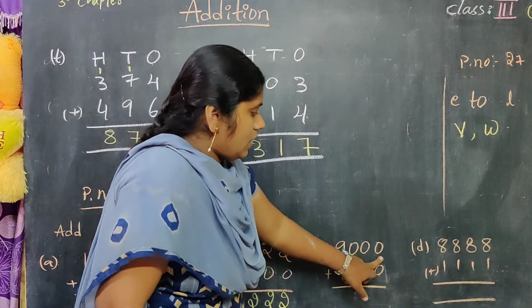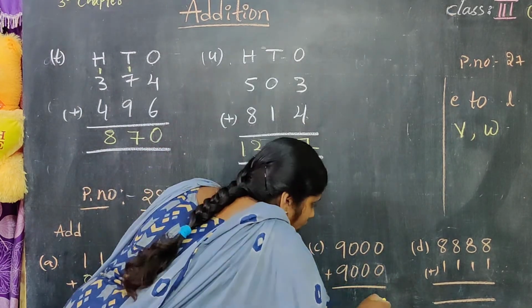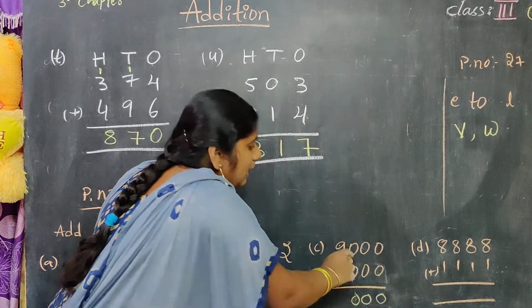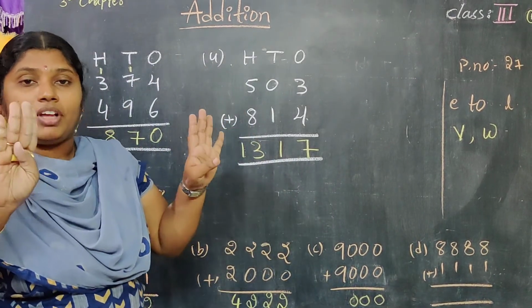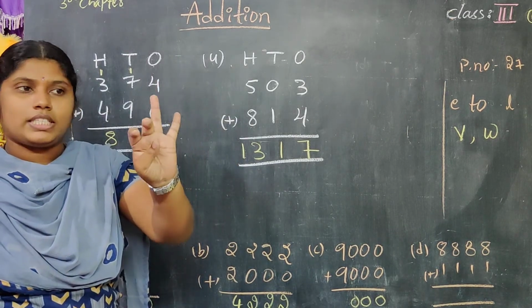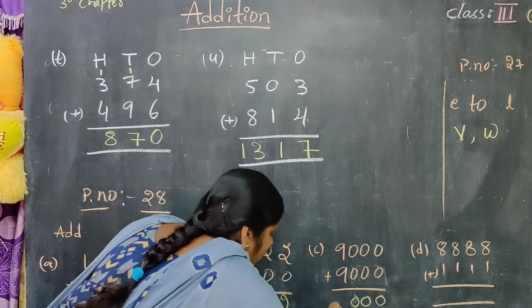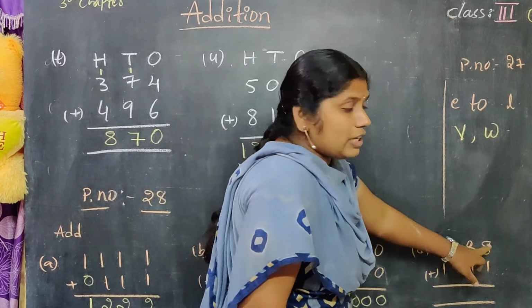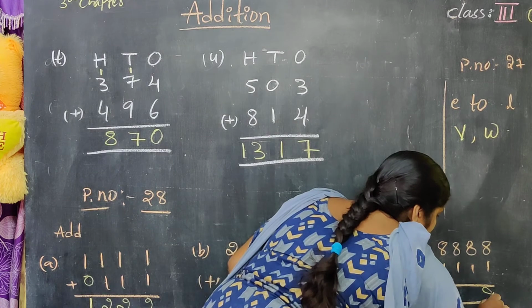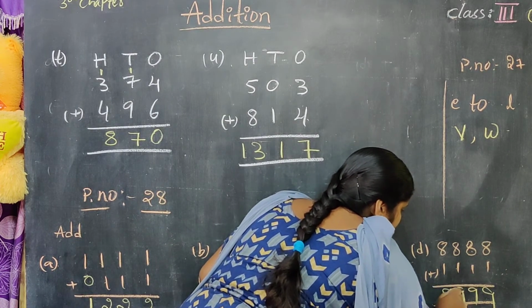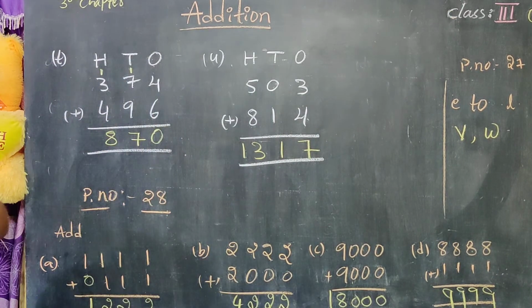Next, 0 plus 0, 0. 0 plus 0, 0. 0 plus 0, 0. 9 plus 9: 10, 11, 12, 13, 14, 15, 16, 17, 18. So 18,000. Okay, next. 8 plus 1, how much? 9. 8 plus 1, 9. So these are the problems.